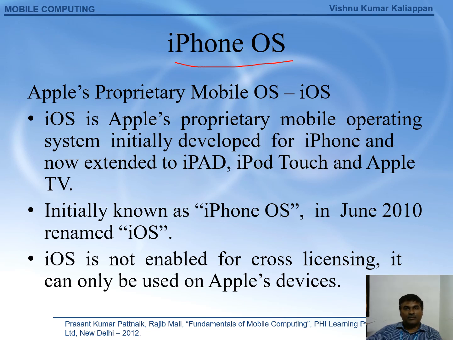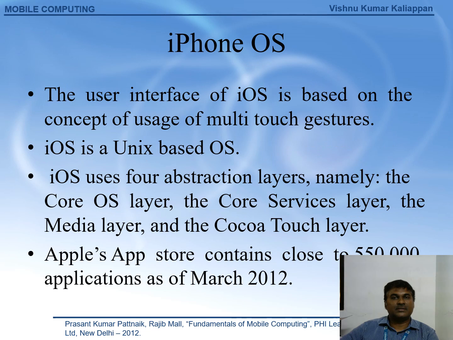Another important leap is the iPhone operating system. The iPhone operating system initially started as Apple's mobile operating system, initially developed for the iPhone. Now it is extended to the iPad, iPod Touch, Apple TV, and so on. Initially it was known as iPhone OS. In June 2010, it was renamed iOS. iOS is not enabled for cross-licensing.